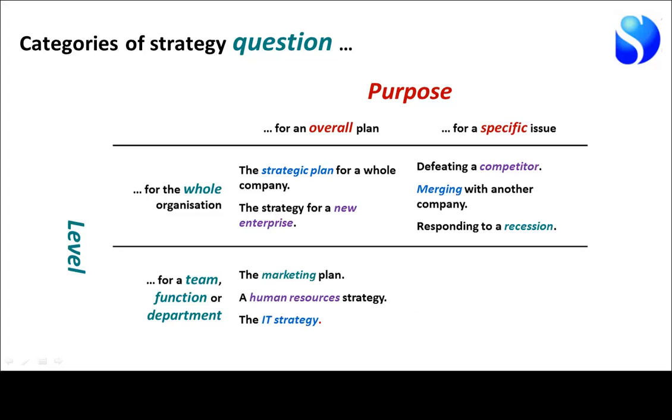So those are the two different purposes, but both of those purposes are at the level of the whole organisation. If I just go on now and look at the team, function or department level, well, you might want an overall plan for the marketing of an organisation, or you might want an overall human resources strategy, or you might want an IT strategy. All three of those examples, and others as well, would be examples of plans and strategies that live and get updated continually all the time as each quarter or each year goes by. But again, you can have specific issues within a function or a department as well.